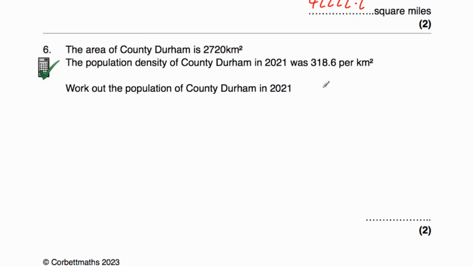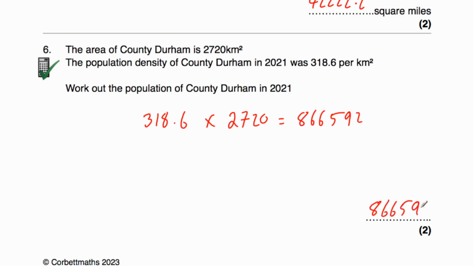And so that means that we know how many people will be in each one of those squares if we share them out equally. So if we just multiply that 318.6, the population density, by the area, that will give us the population. If we take our 318.6 and we multiply it by the area, 2,720, that will give us the population of County Durham in 2021. And that's equal to 866,592. So that was the population of County Durham in 2021.